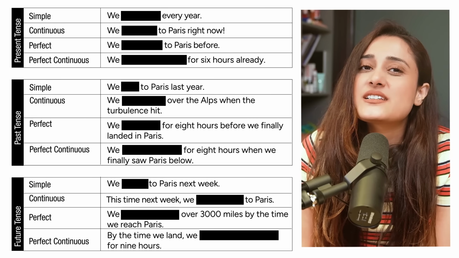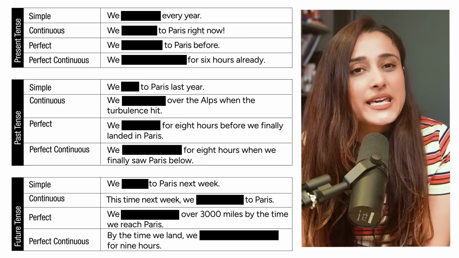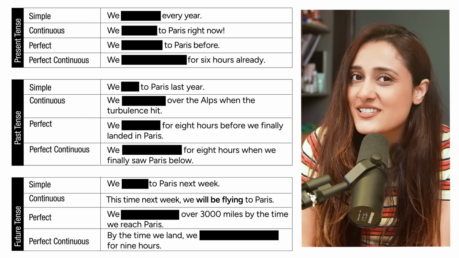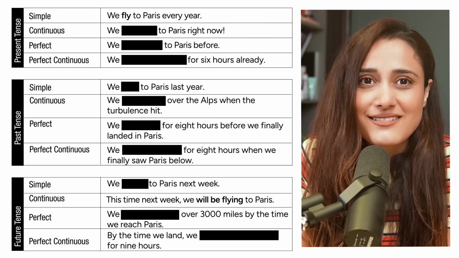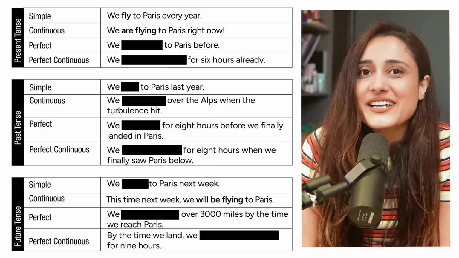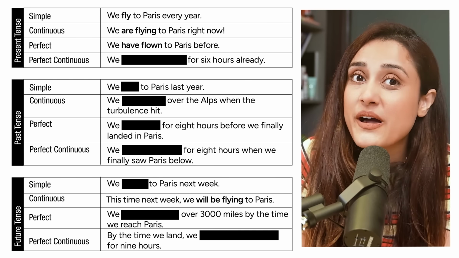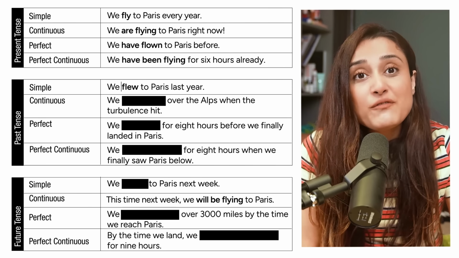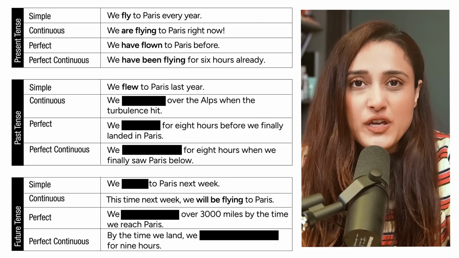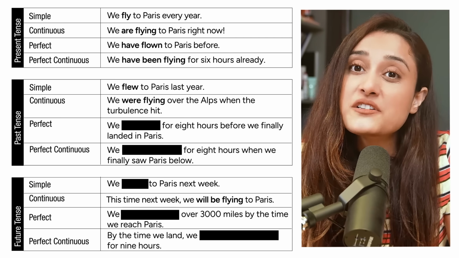Future continuous. This time next week we will be flying to Paris. I wish. We fly to Paris every year. Who does? We are flying to Paris right now. We have flown to Paris before. We have been flying for 6 hours already. We flew to Paris last year. We were flying over the Alps when the turbulence hit.